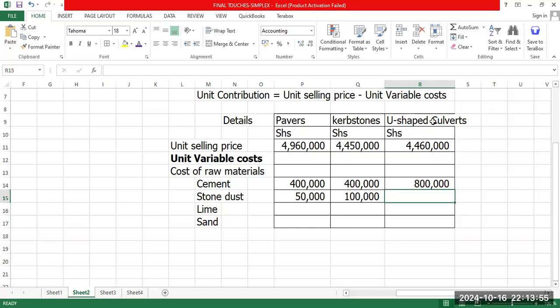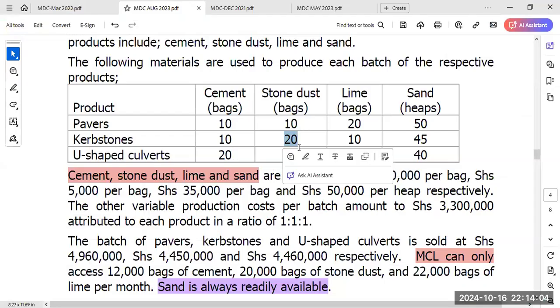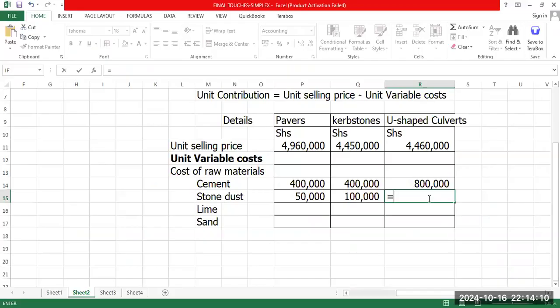Then it produces U-shaped culverts. You need how many bags of stone dust? 10. Okay, so it is 10 times 5,000, which is 50,000.